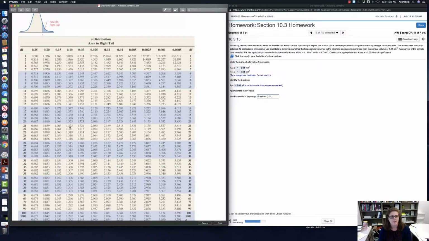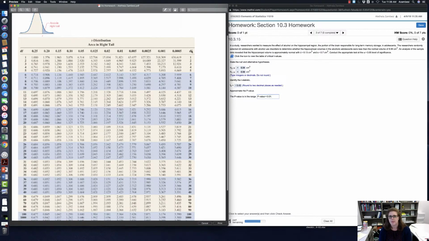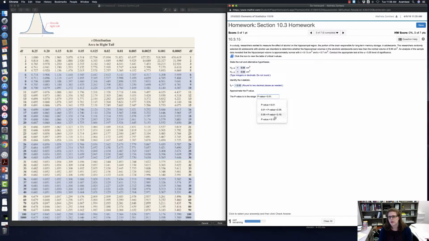So if I look at this, 5 point something is way over here. Since it's way over here on the table, if I look at the top, that means my p-value is less than 0.0005. So my p-value is less than that amount. I still have to choose whatever fits over here, so this one's less than 0.01, based on our particular table.